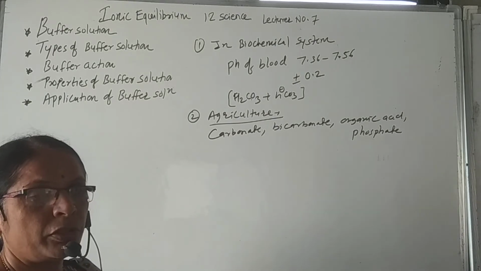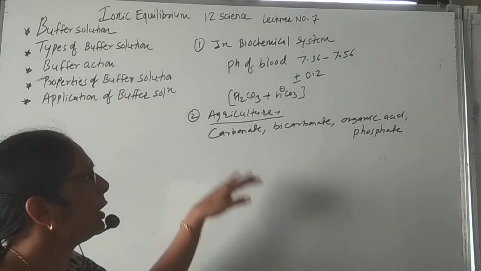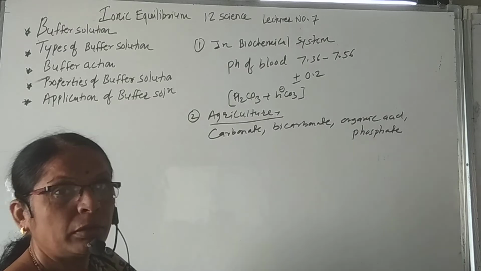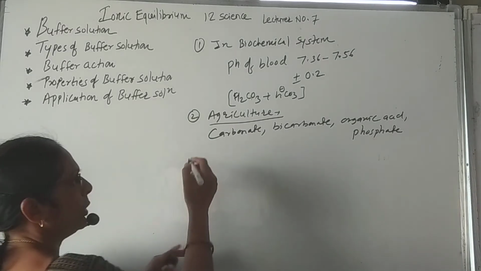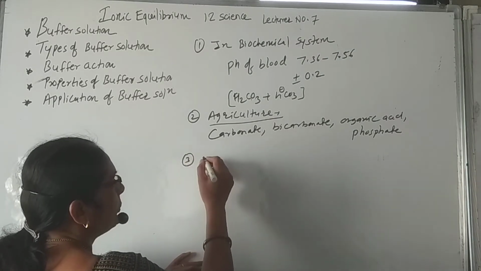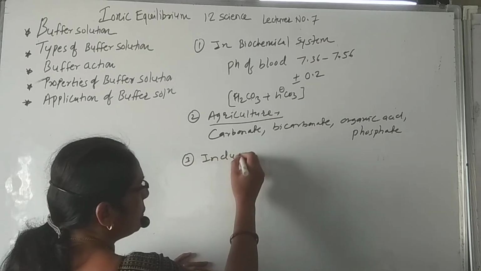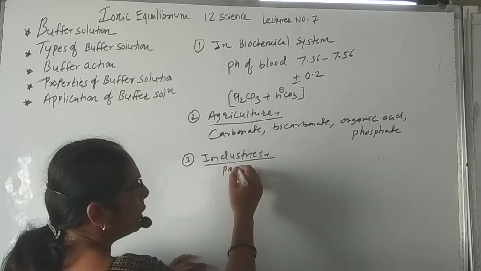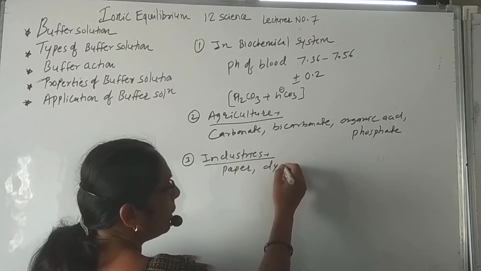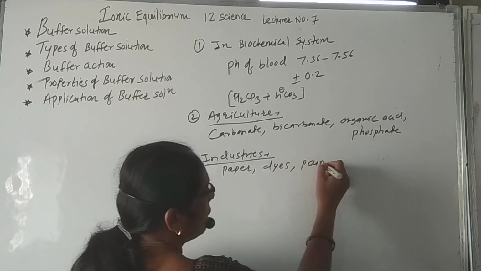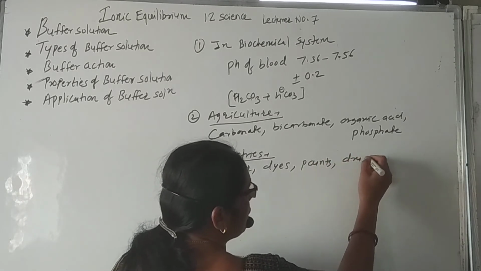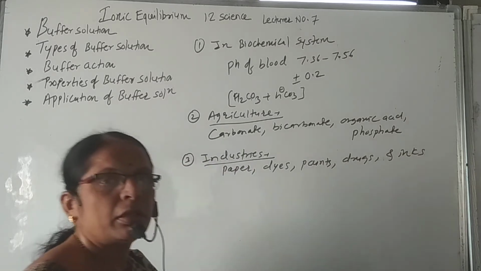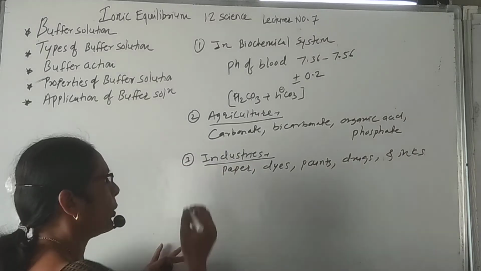So the choice of the fertilizer is made by considering the pH of the soil, in order to maintain the fertility of the soil. Third is in industry. The buffer solution also has an important role in the industries, particularly in the paper industry, the dyes industry, the paint industry, the drugs industry, and in the ink. So in this type of industries, the buffer solution has an important role.